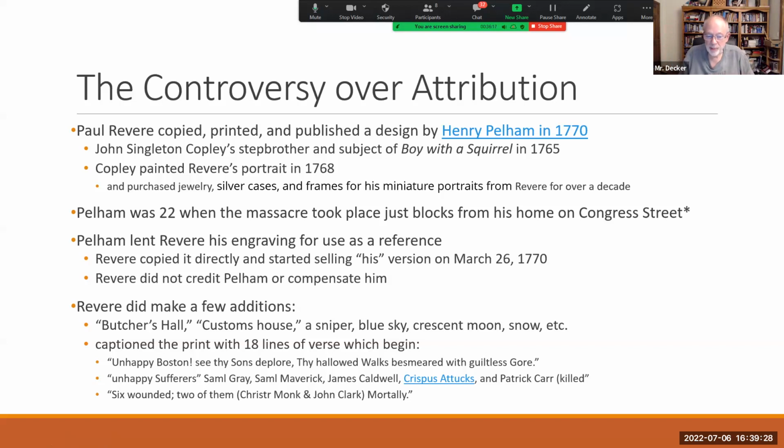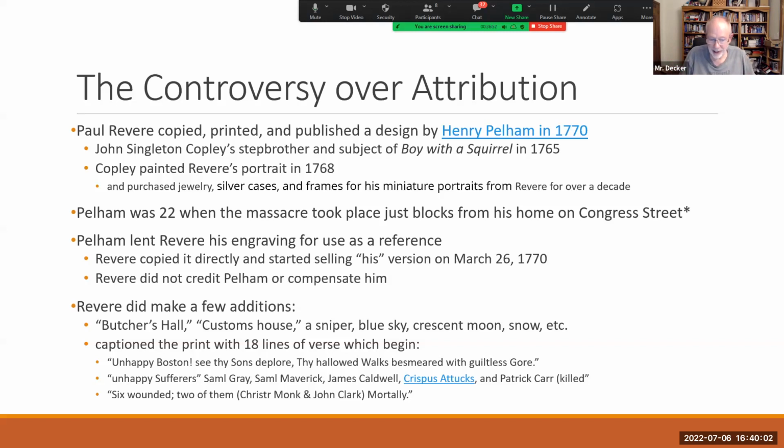Also captioned underneath the print are 18 lines of verse, and this is the only part of the 18 lines which is repeated in the art resource guide. Unhappy Boston, see thy sons deplore, thy hallowed walks be smeared with guiltless gore. He also lists the names of the people who died. Unhappy sufferers is what he called them. Samuel Gray, Samuel Maverick, James Caldwell, Crispus Attucks, and Patrick Carr.